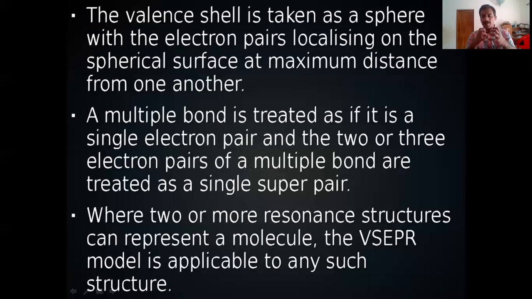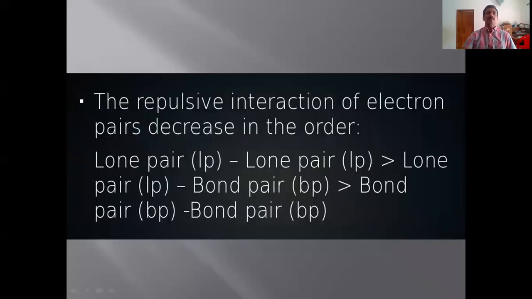There is repulsion between the electron pairs. So what is the order of repulsion between electron pairs? We know there are 2 types of electron pairs, lone pairs and bond pairs. The repulsive interaction of electron pairs decreases in the order: lone pair repulsion is greater than lone pair bond pair repulsion, which is greater than bond pair repulsion.